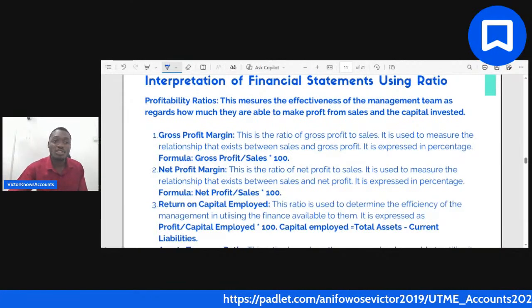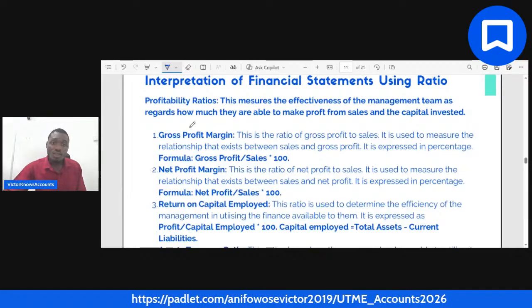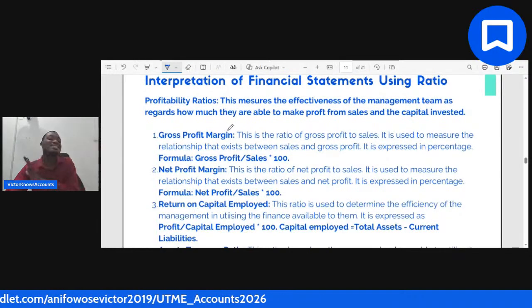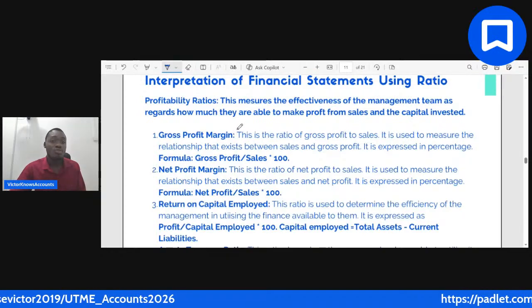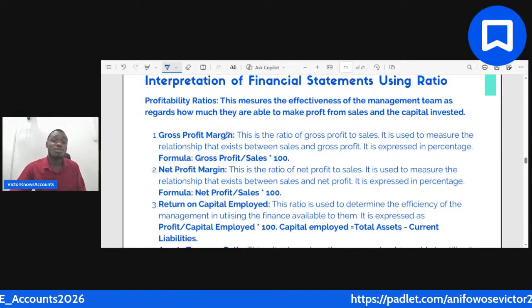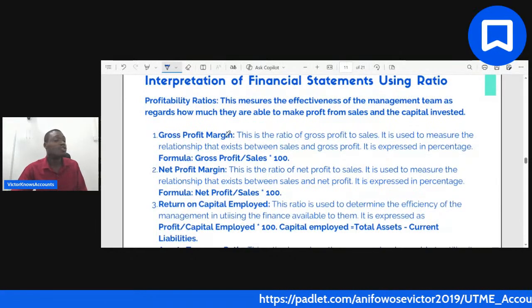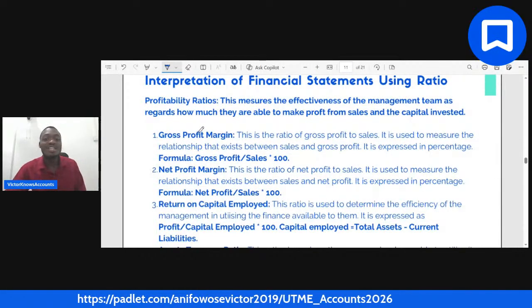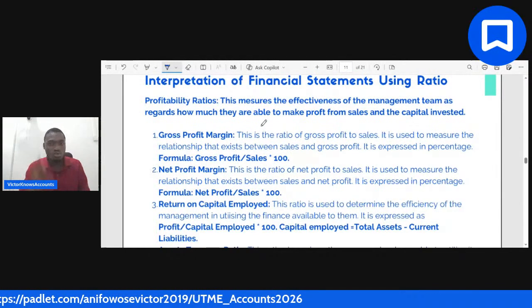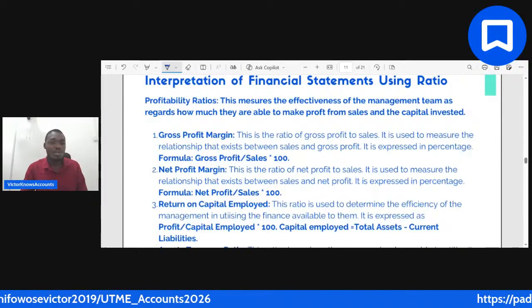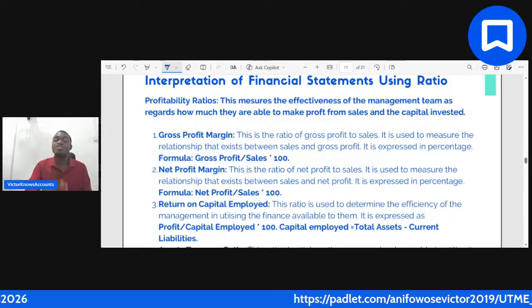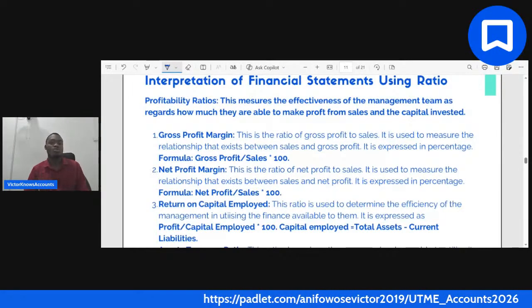Now, the first one is gross profit margin. Whenever you hear margin, just know that we are looking at the relationship between this thing and sales. So when you see gross profit margin, it is the ratio of gross profit to sales. It's as simple as that. Whenever I see net profit margin, then you know that we are looking for the ratio of net profit to sales.